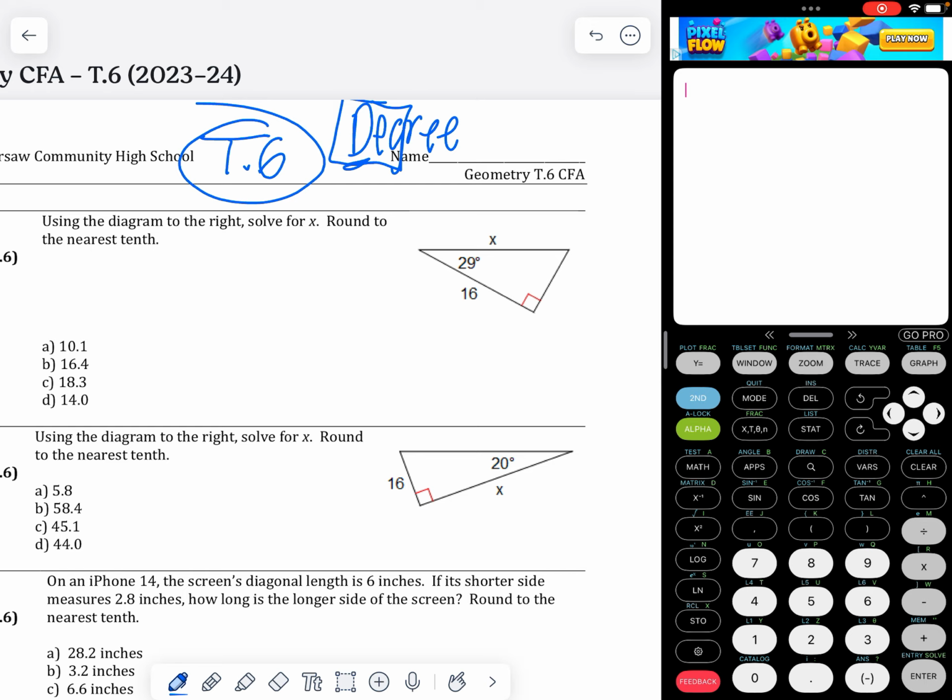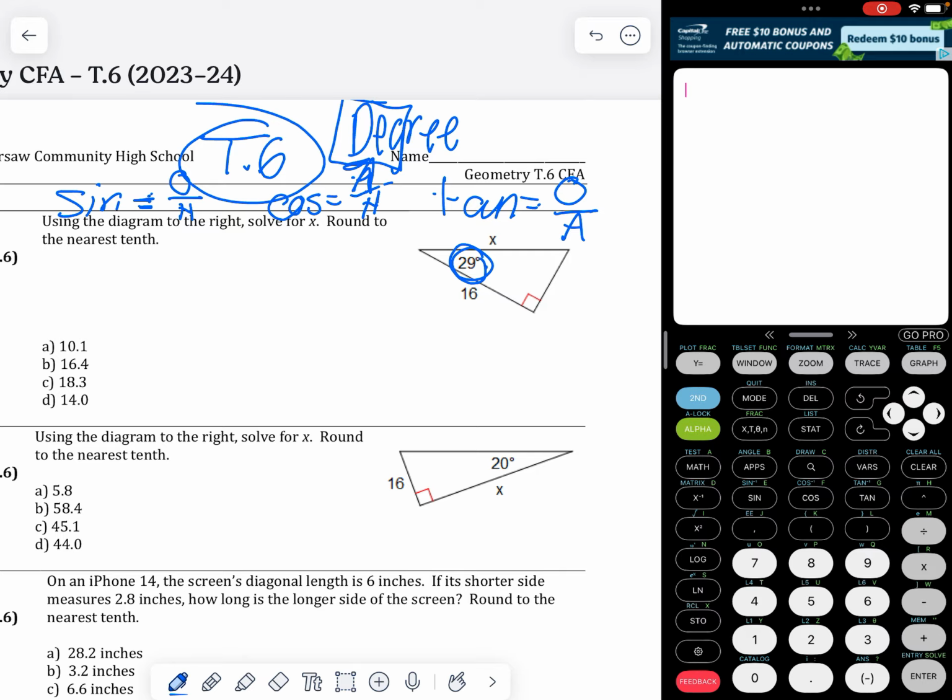So remember when we have trig, we have three options. Sine equals opposite over hypotenuse. Cosine equals adjacent over hypotenuse. Tangent equals opposite over adjacent. So again, to figure out which one we use, we start with our angle and figure out the relationships between that angle and the two sides we have.